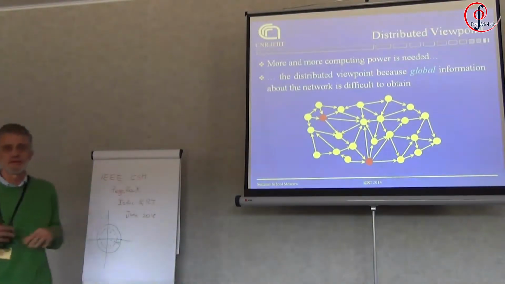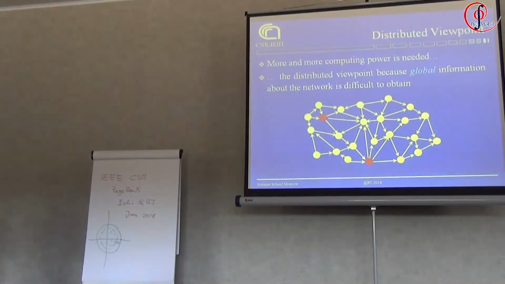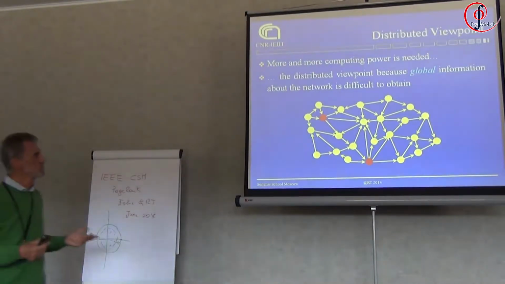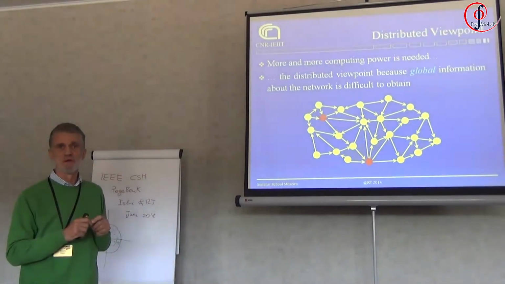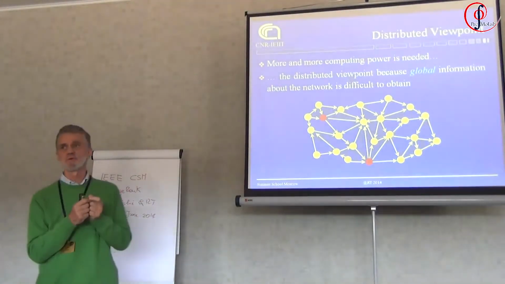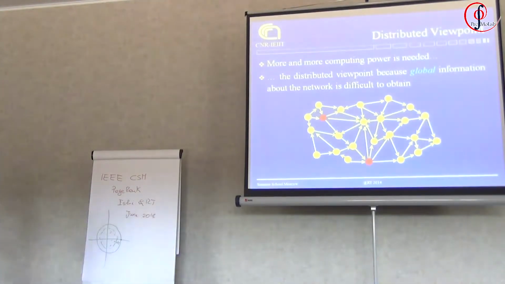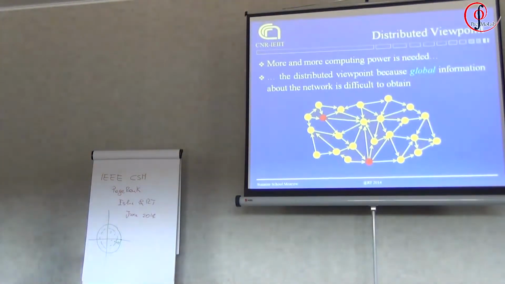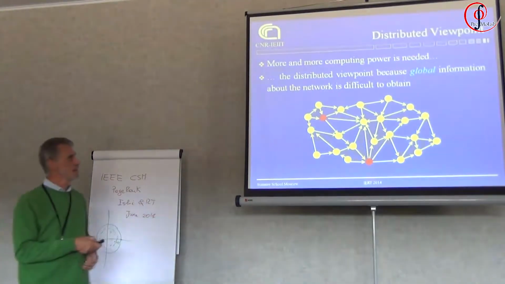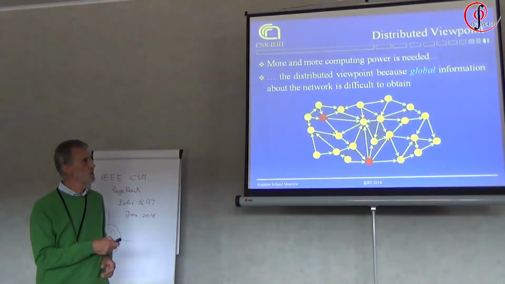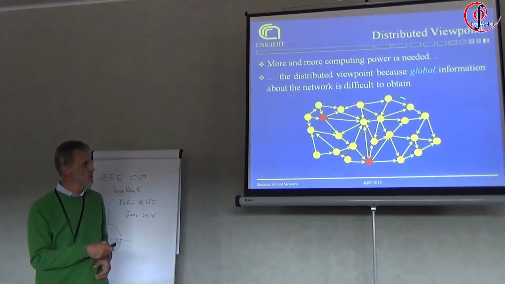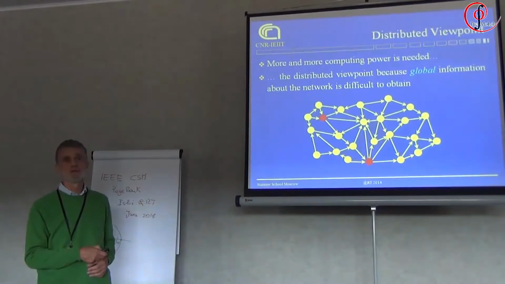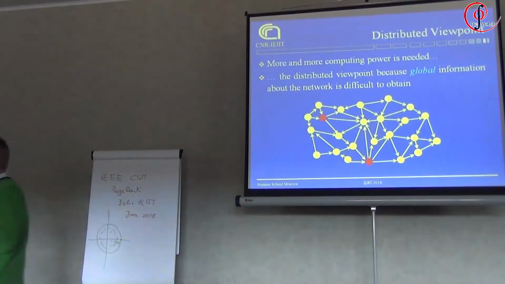So, well, here we take a different viewpoint, and we take the distributed viewpoint. So more and more computing power is needed, and here is what we discussed yesterday. So instead of a fully centralized model, we want to work with a distributed model, which has several advantages. One is because it's hard to know global information about the network. And so we want to work with a distributed model. And we are using, as I mentioned at the beginning of the talk, randomization.